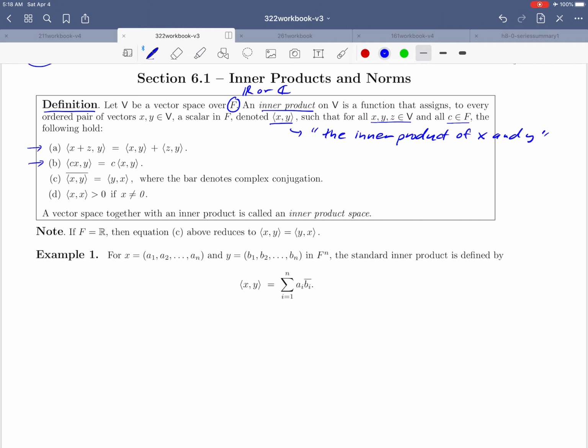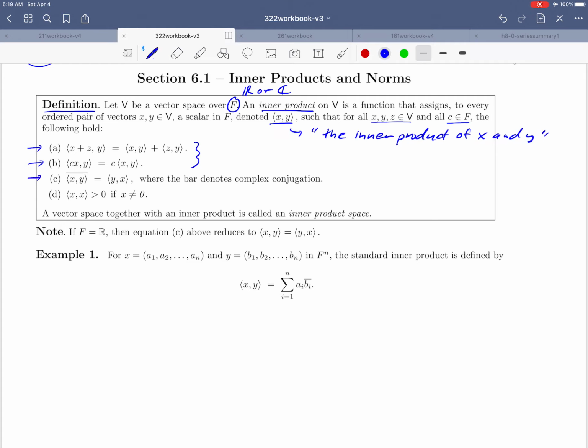And then property B says, if we take the inner product of the scalar c times x with y, we can take that scalar and pull it out and take c times the inner product of x and y. And I'd like you to notice that those first two properties are kind of a linearity in the first coordinate of our inner product. Sort of reminds you of linearity from earlier in the course. So those are two properties that we'd like to be satisfied.